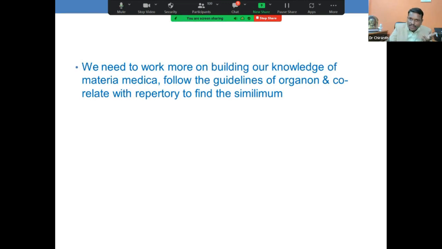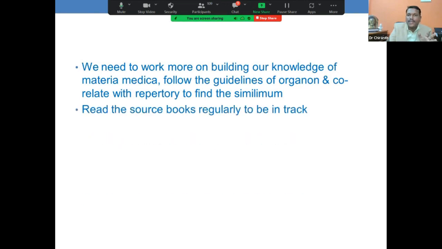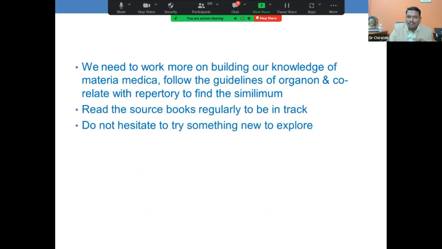And follow the guidelines of Organon and correlate with the repertory to find the similarities. Read the source book regularly and do not hesitate to try something new to explore. The ultimate beneficiary is the patient himself.